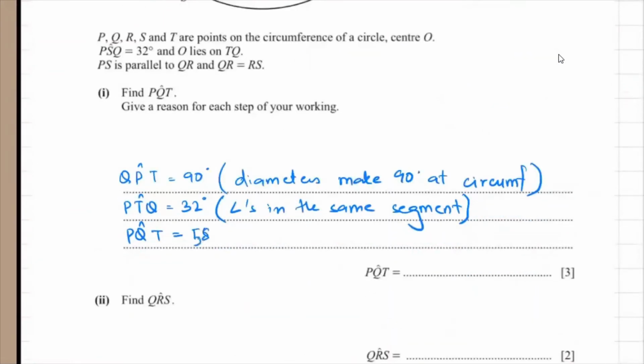The reason behind it is that angles in a triangle add up to 180 degrees. All right. Or you can just write sum of angles in a triangle. So PQT is 58 degrees as we calculated.